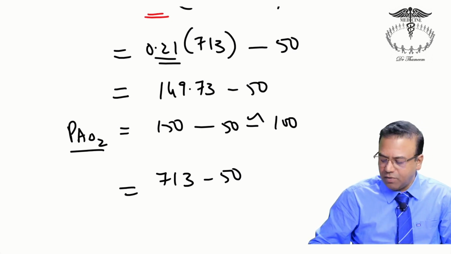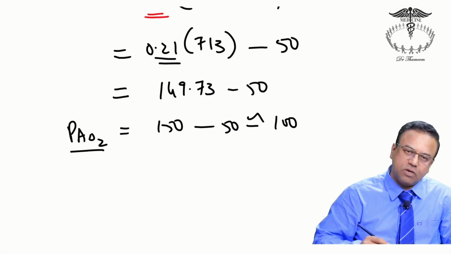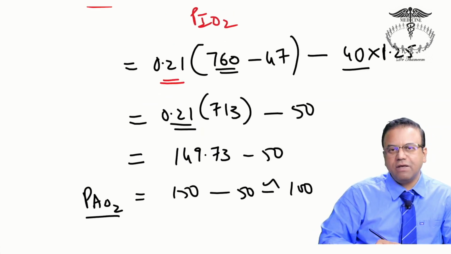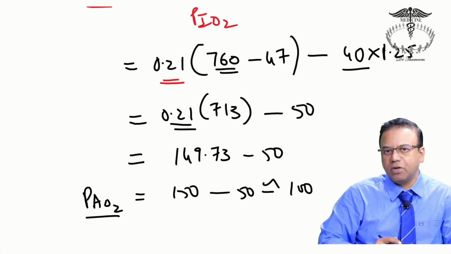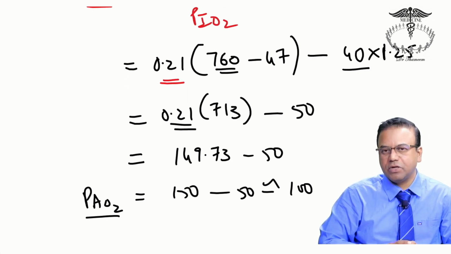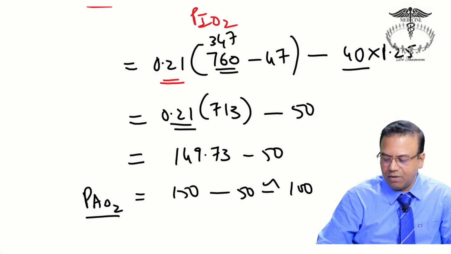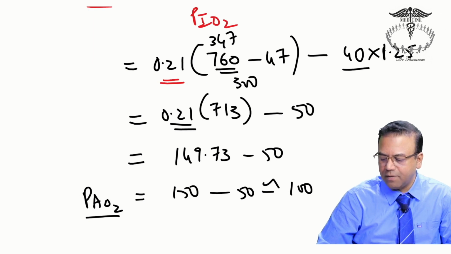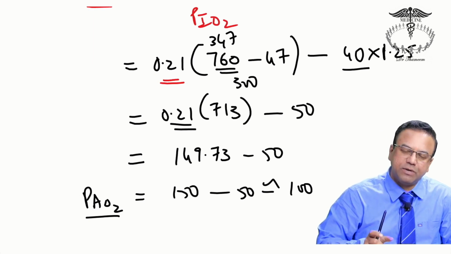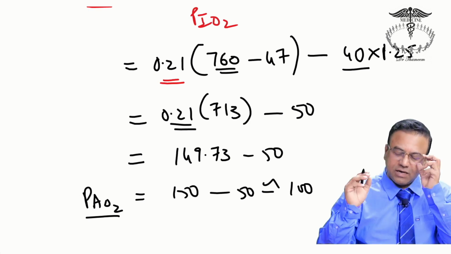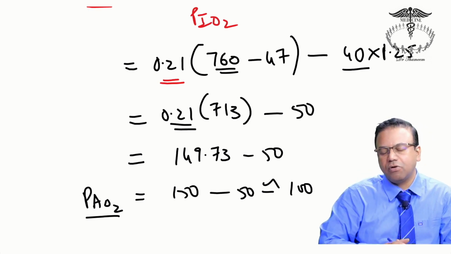When a person starts going above sea level, the higher the person goes, the lesser the atmospheric pressure. Remember, the atmospheric pressure at sea level is 760, but imagine the person goes to 10,000 feet and the atmospheric pressure comes down to around 347. I'm just giving you a number, around 347. So 347 minus 47, that means this is going to become 300. 300 into 0.21, obviously the number is going to be significantly less. So it's important to understand the factors that affect the partial pressure of alveolar oxygen.